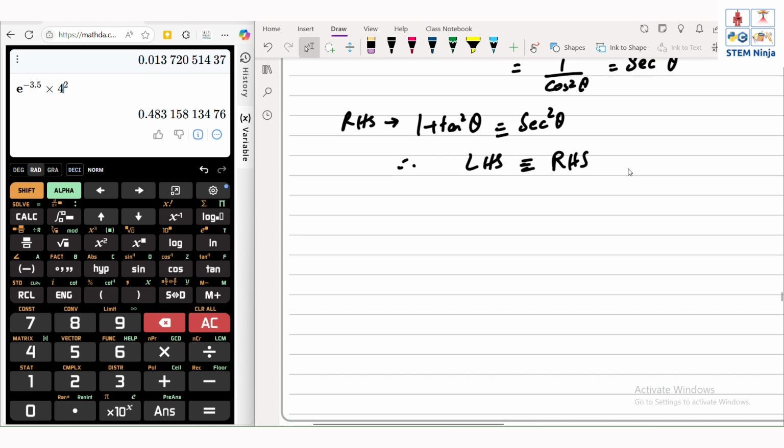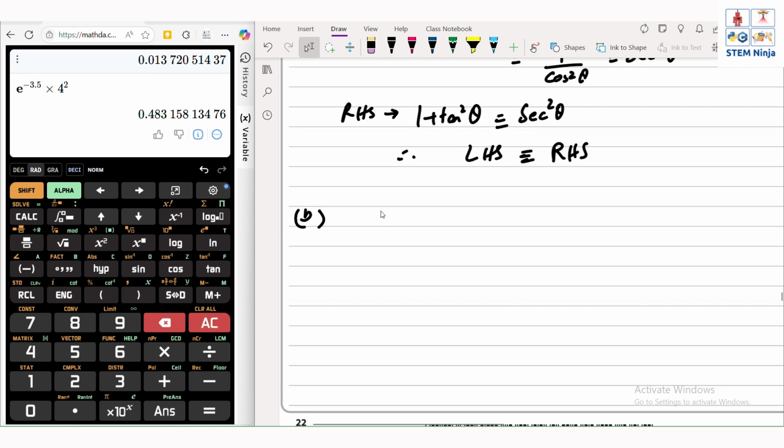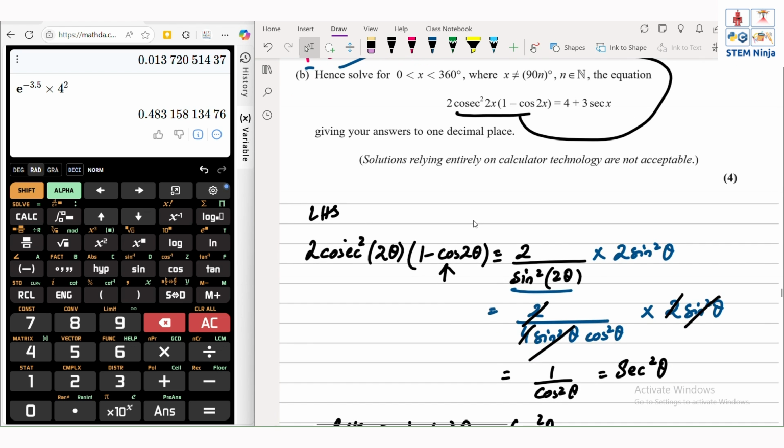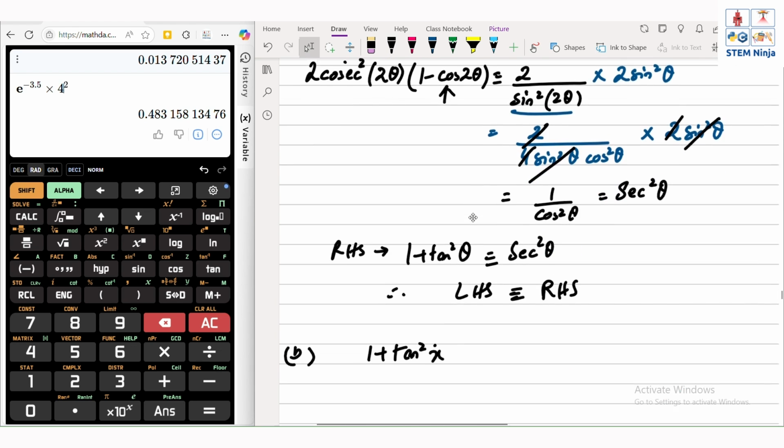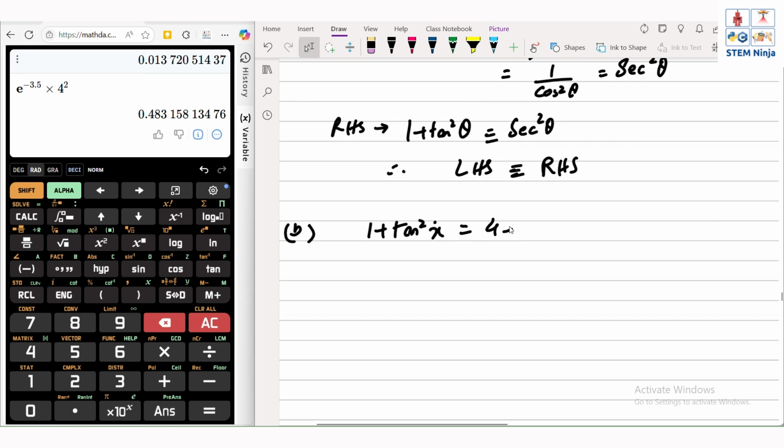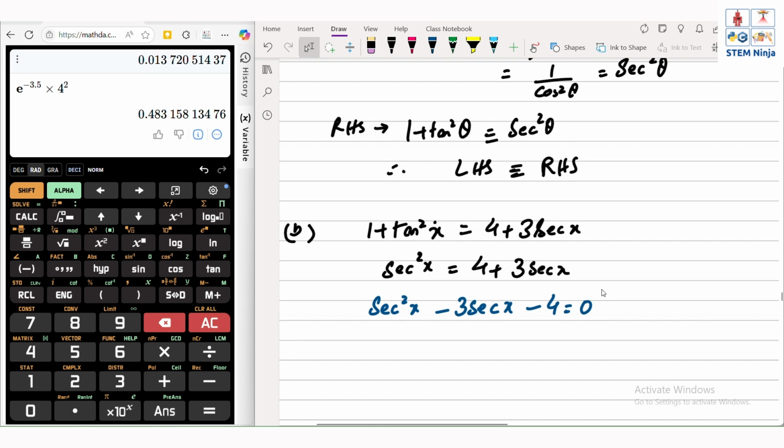So 1 plus tan squared x equals 4 plus 3 secant x. So that means 1 plus tan squared x gets changed to secant squared x equals 4 plus 3 secant x. So secant squared x minus 3 secant x minus 4 equals 0.